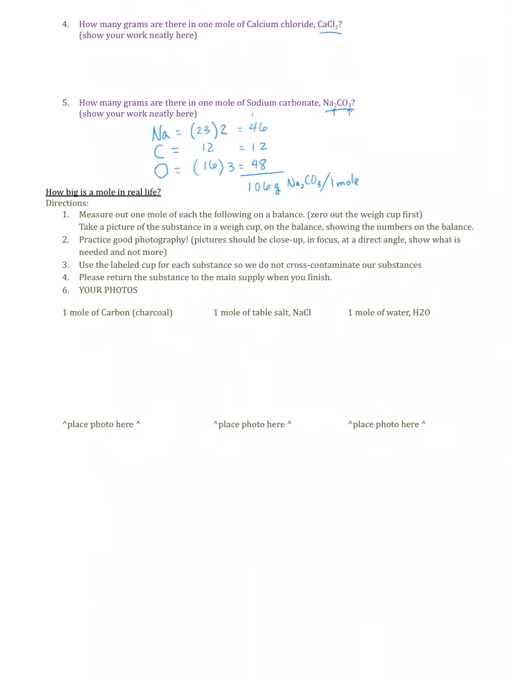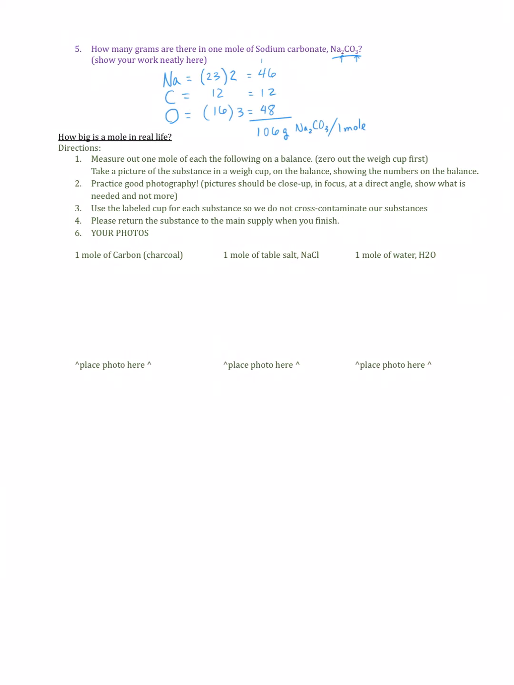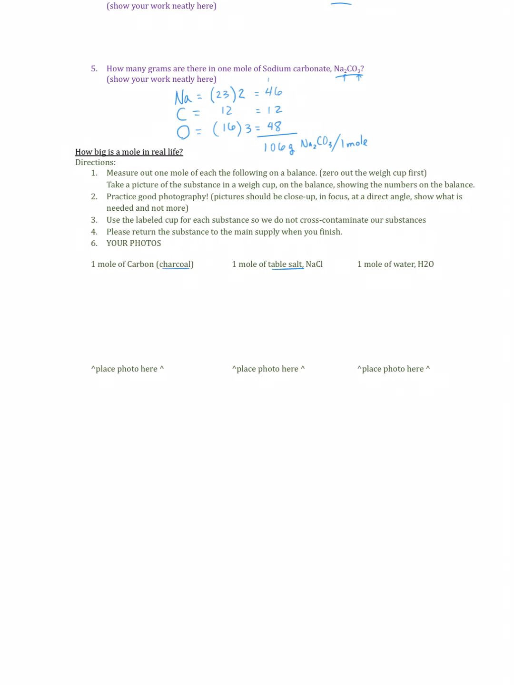And then what they did in the lab is I had samples of carbon, which is charcoal, table salt, and water. They went to the balance and actually measured out the 12 grams for carbon. They measured out the 58 grams for sodium chloride, and they measured out whatever many grams they calculated for water. And they took some pictures. And that's it for the first part of the lab.